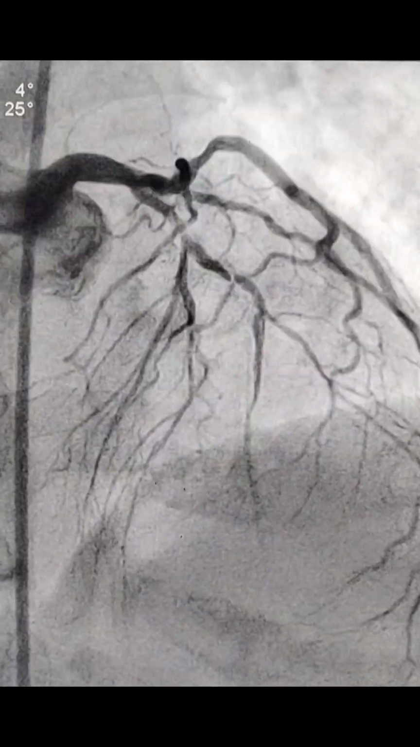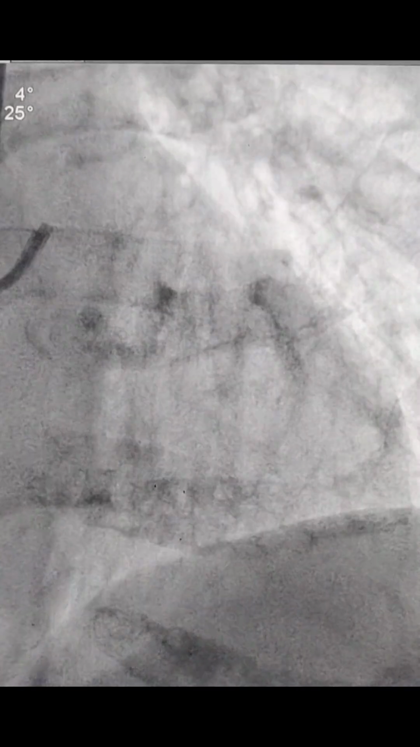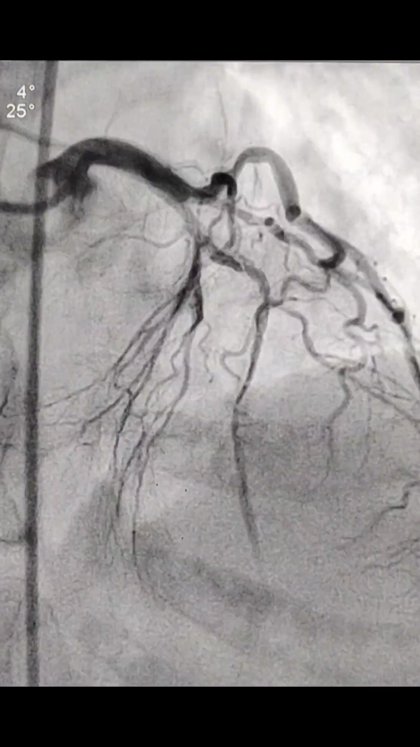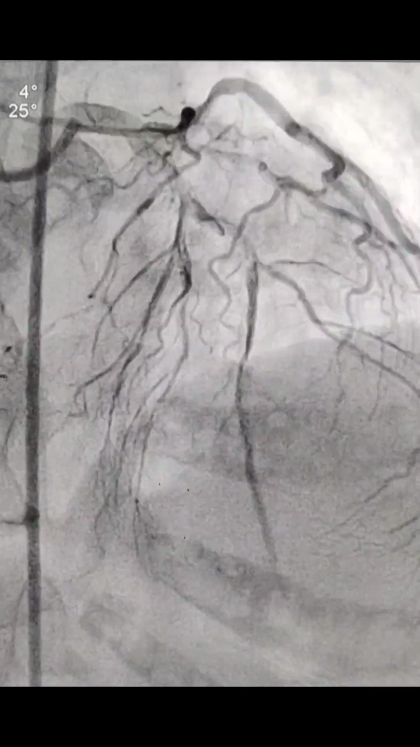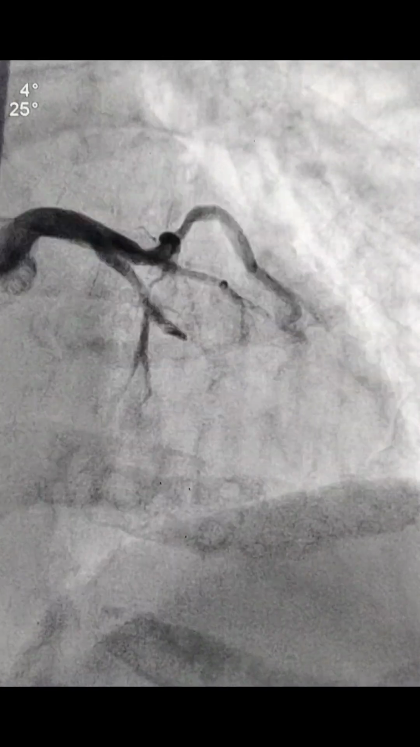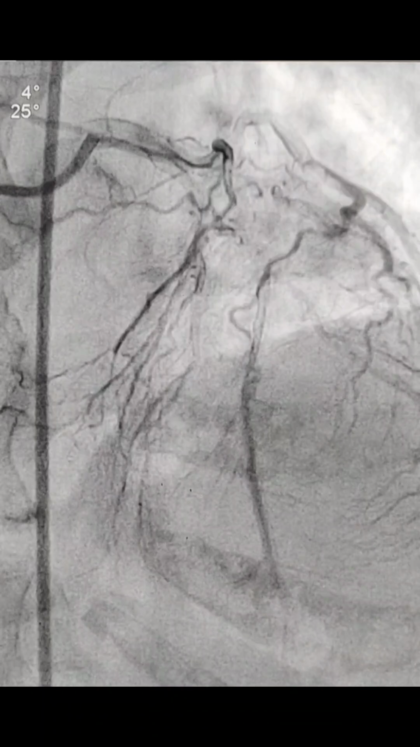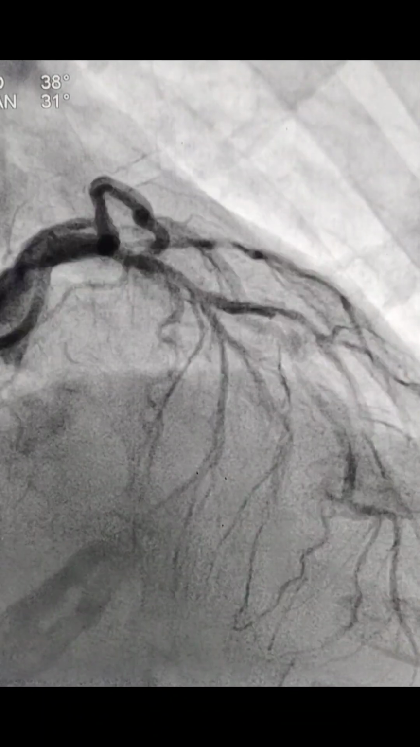So the patient has continuous chest pain, and this is the slow flow LAD with the lesion. We don't know whether it is a thrombus, calcified, or dissected. So we didn't have any option, so we went ahead with the angioplasty.